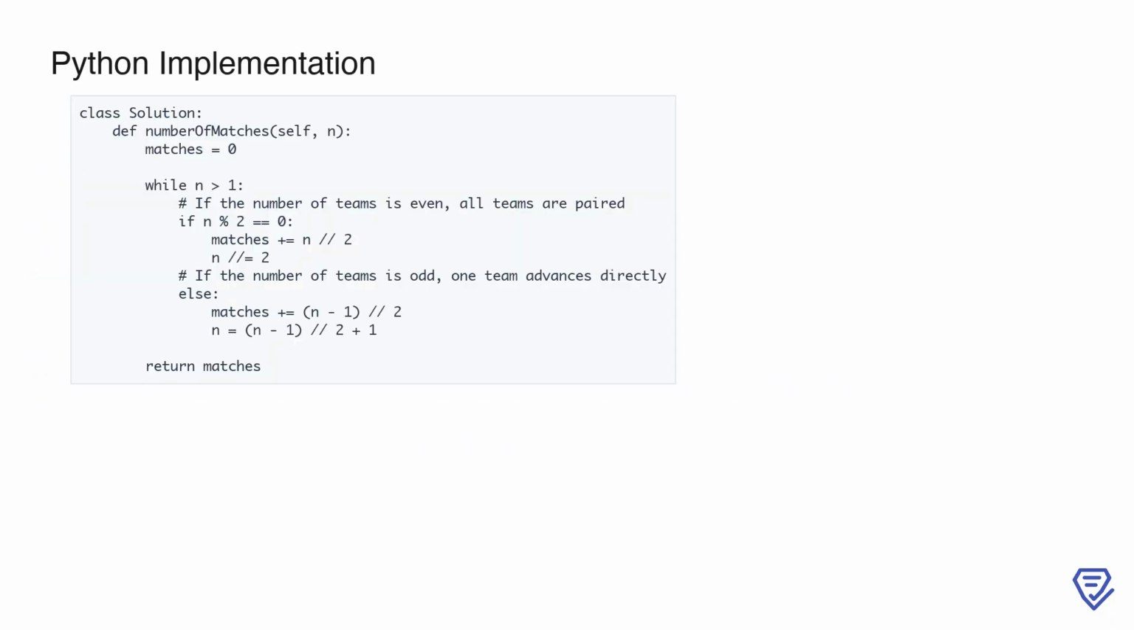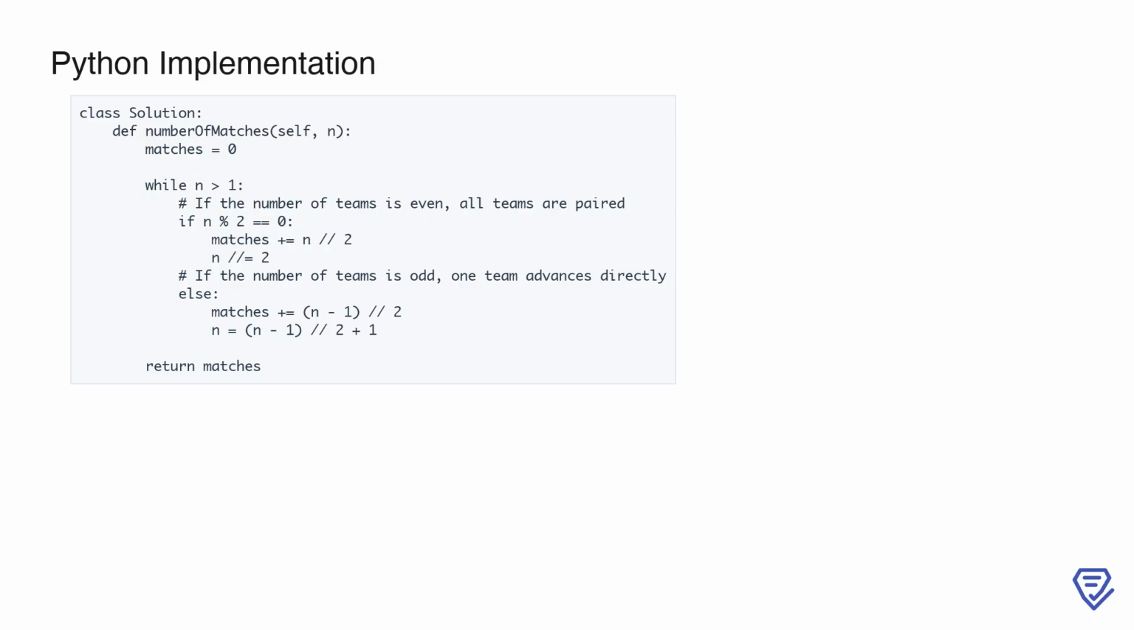This implementation solves the problem of counting the total number of matches in a knockout tournament. The algorithm is straightforward and leverages the fact that each match eliminates exactly 1 team. Let's break it down step by step. 1. Initialization. We define the numberOfMatches function, which takes n as the number of initial teams. We initialize a matches variable to 0 to keep track of the total matches played.